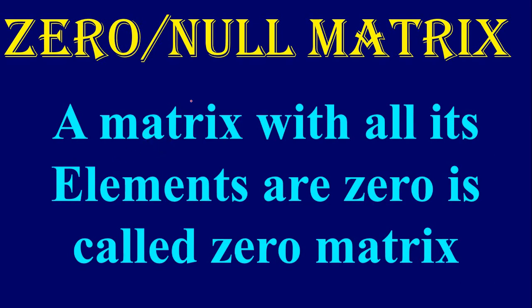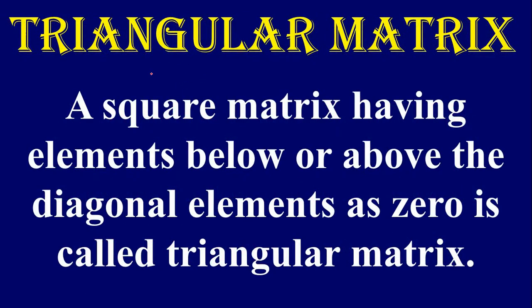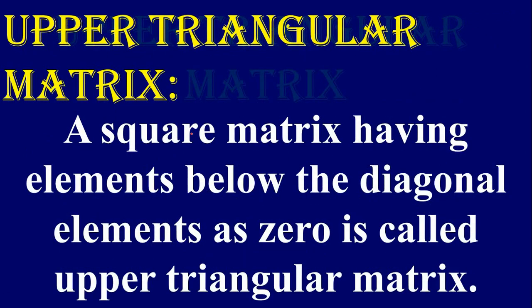If all the elements in a matrix are 0, then it is called a zero matrix. So all the elements should be 0. So next it is the triangular matrix. A square matrix having elements below or above the diagonal elements as 0 is called a triangular matrix. Again in triangular matrix we have two types, upper triangular matrix and lower triangular matrix. First we see what is an upper triangular matrix.